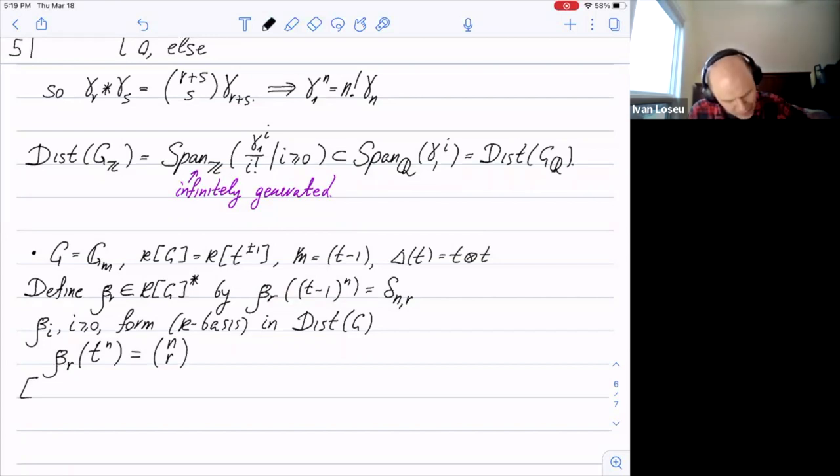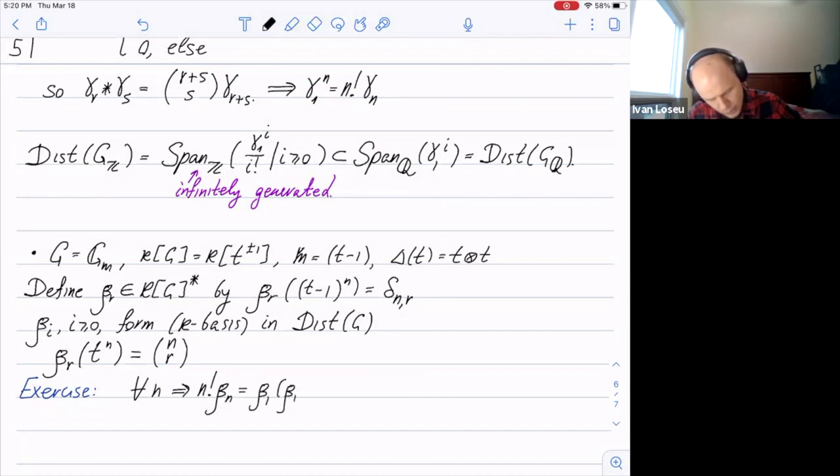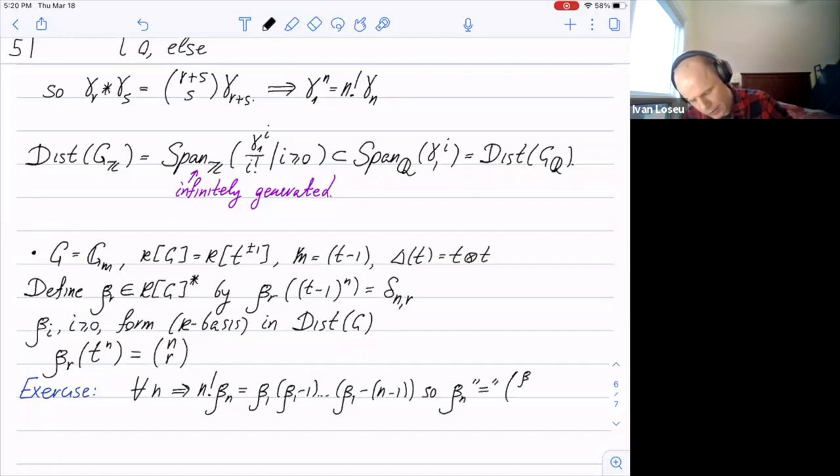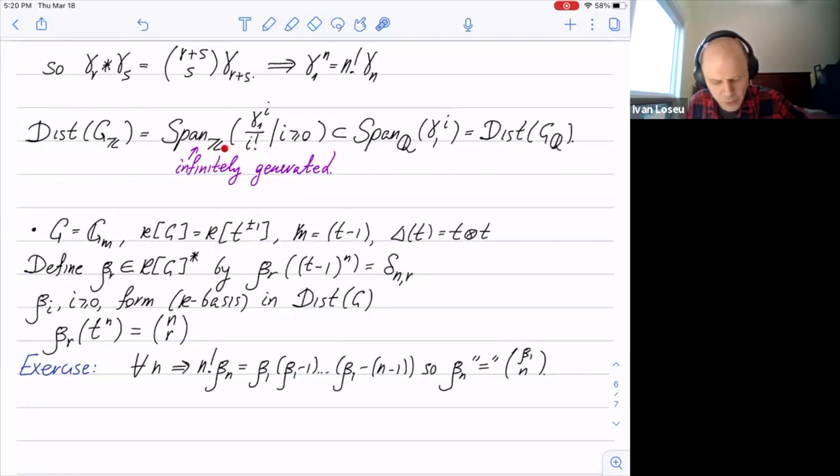So an exercise which is suggested by this computation is the following. For all n, we have n factorial times beta_n is the product beta_1, beta_1 minus 1, up to beta_1 minus (n minus 1). So you can write that beta_n is beta_1 choose n. And this again makes sense in the same way as this formula does.